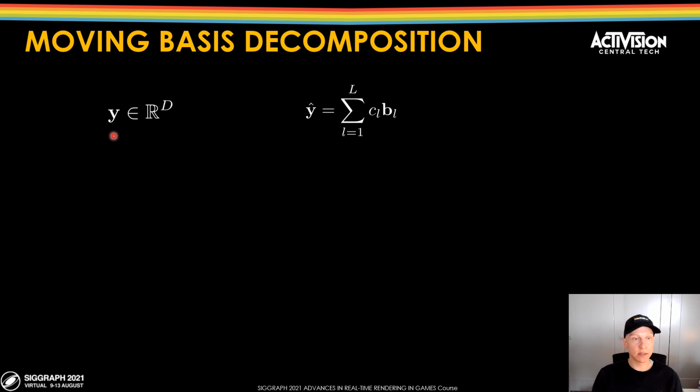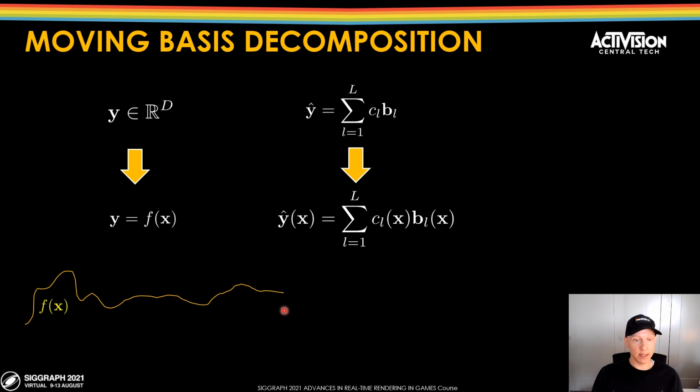So the starting point is the same as before. We have some set of data vectors that live in this high dimensional space, and we seek a simple linear combination approximation to this target data. This is where things get interesting. What we do now is assume that the target function is a piecewise smooth function over some low dimensional domain like R2 or R3. And then we take this basis decomposition and write the coefficients and the basis vectors as functions of the target domain.